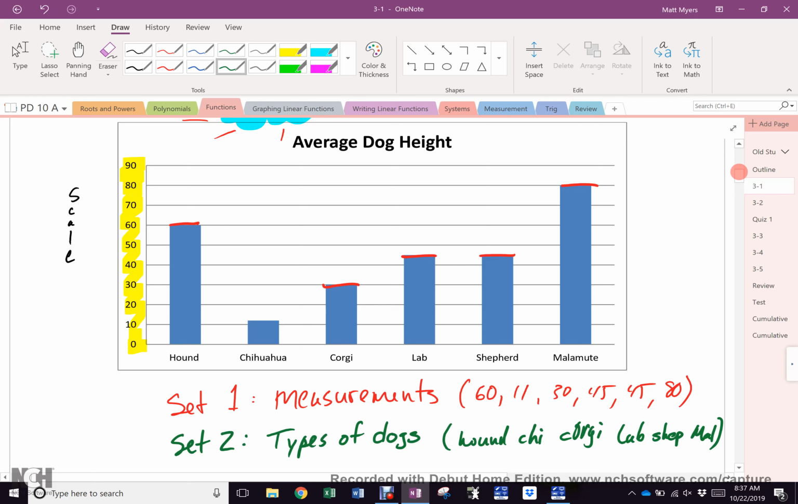Now, do I have a relationship here? Yeah, of course I do, because I'm comparing one set of data, types of dog, to another set of data, the height of the dog. Everybody good? Yes. Excellent. Now, keep this in your head because you got to turn your page.